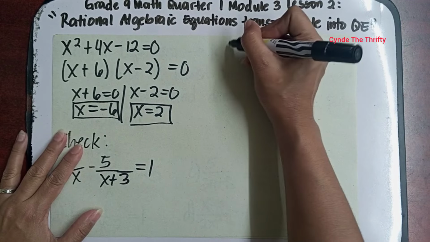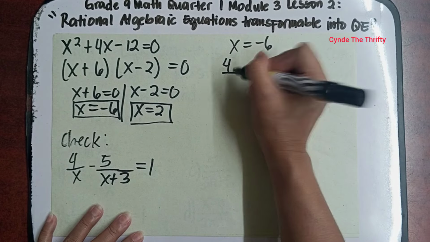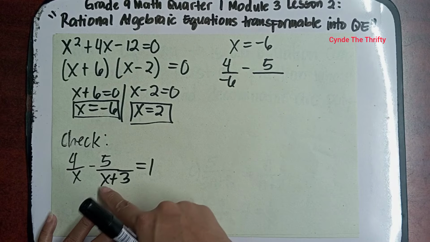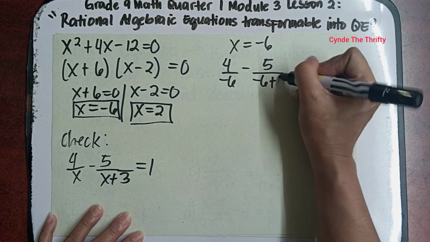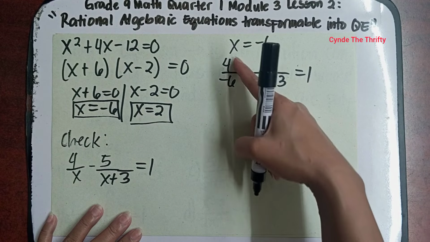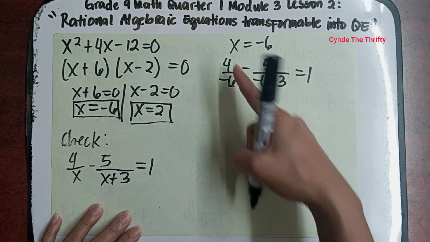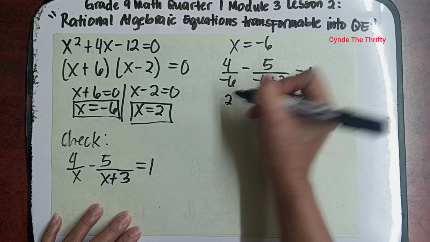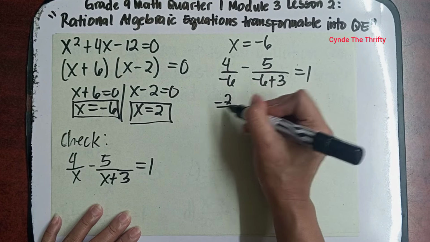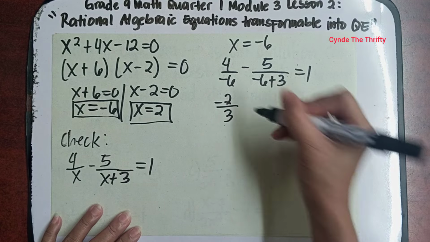Okay, so if x is equal to negative 6, so 4 over the value of x na negative 6 minus 5 over x negative 6 plus 3 is equal to 1. So, 4 and negative 6, pwede natin siyang i-reduce into lowest term sa pamamagitan ng pag-divide sa kanila pareho ng 2. So, 4 divided by 2 is equal to 2. And then, positive and negative is negative. 6 divided by 2 is 3. Okay? So, si negative 4 over 6 is equal to negative 2 over 3.